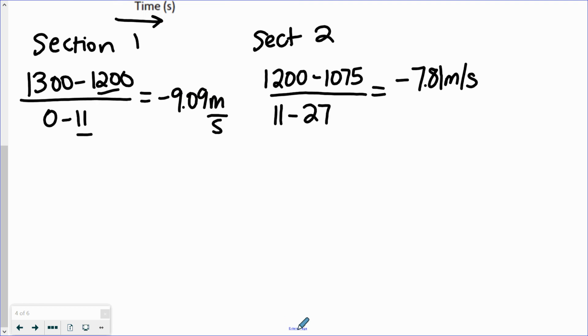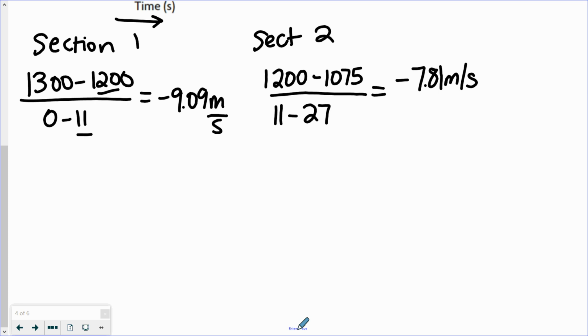For section 3, I'm not going to write it all out. I said it was between 1075 and 925, and the time was between 27 seconds and 35 seconds. So I got a speed of negative 18.75 meters per second. And section 4, I said it was between 925 meters and 800 meters at the end, and that went between 35 and 60 seconds, which got me negative 5 meters per second.